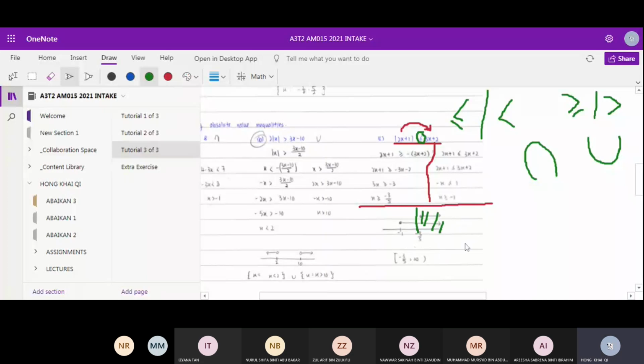So we can get the answer, the symbol is like this. So the answer will be negative 3/5, infinity. Or you can write it as x more than or equal to negative 3/5.